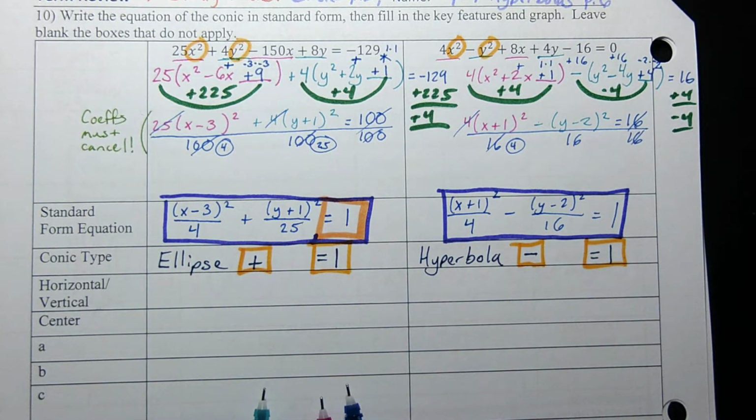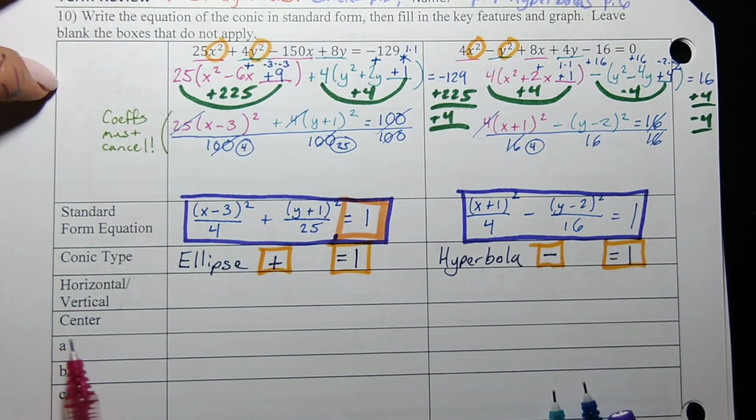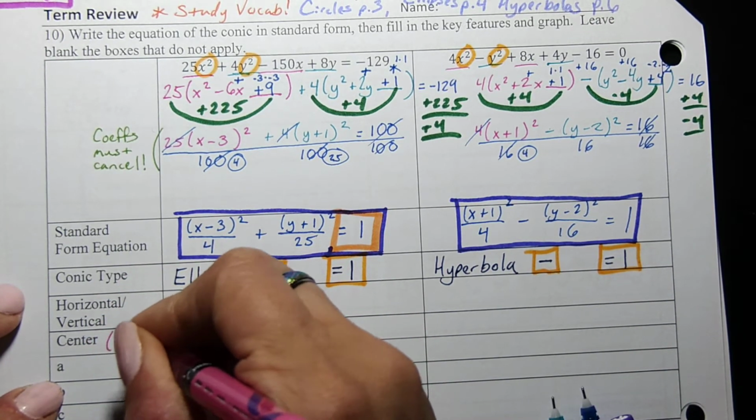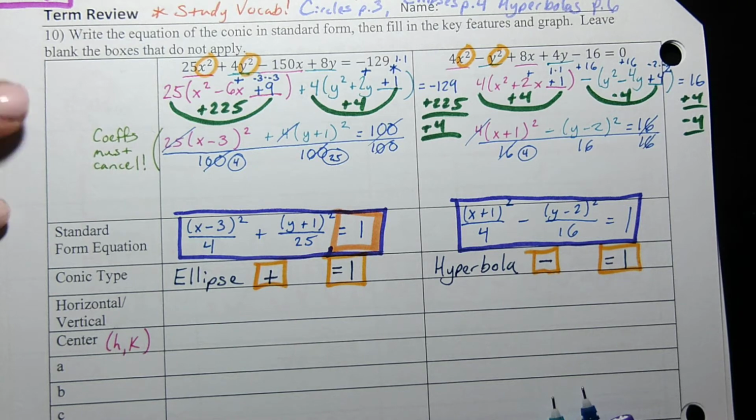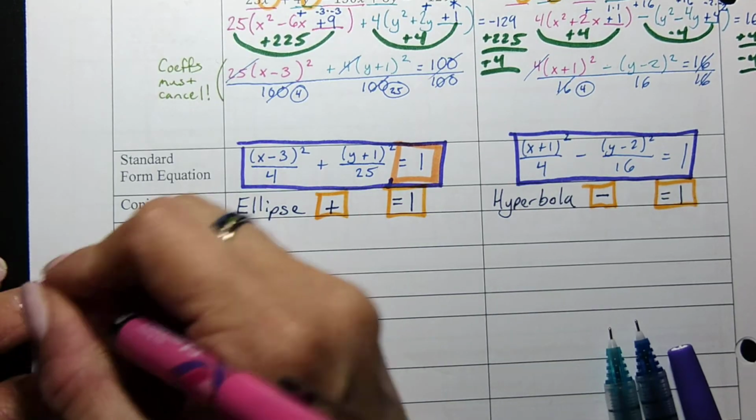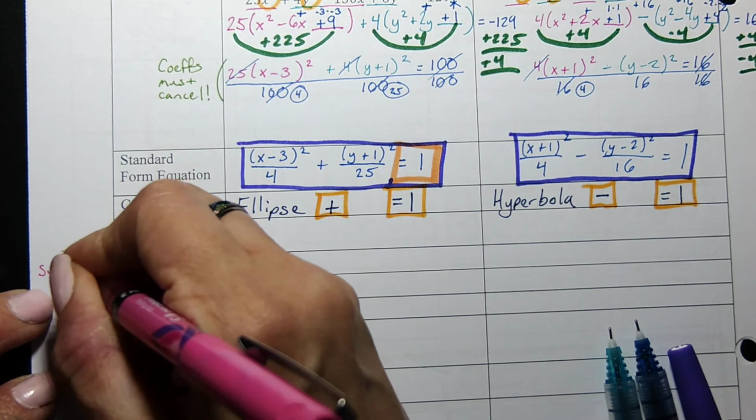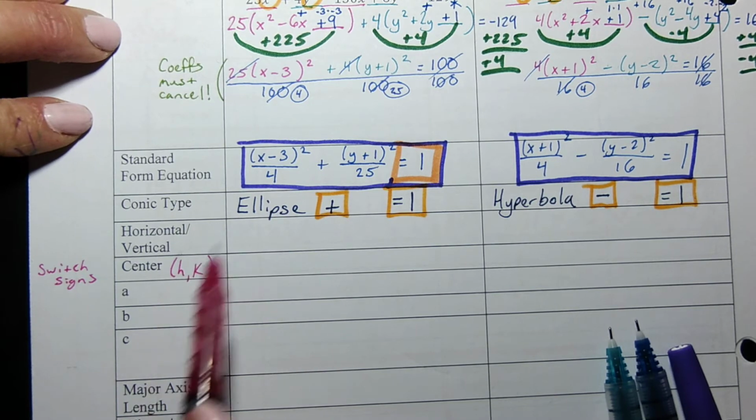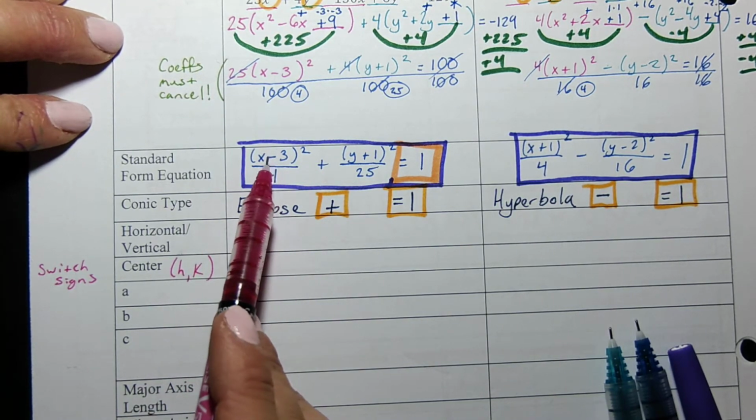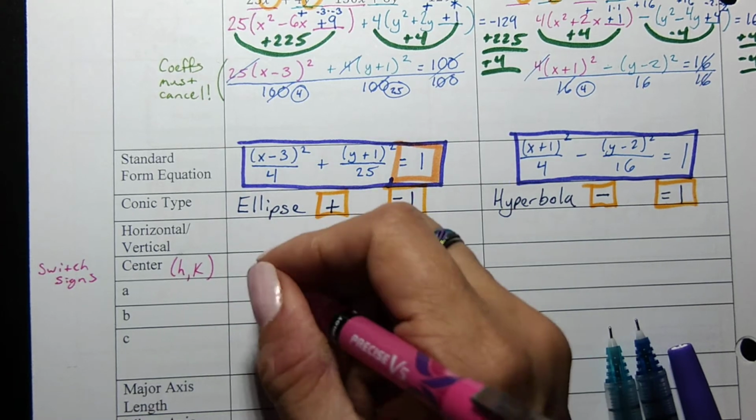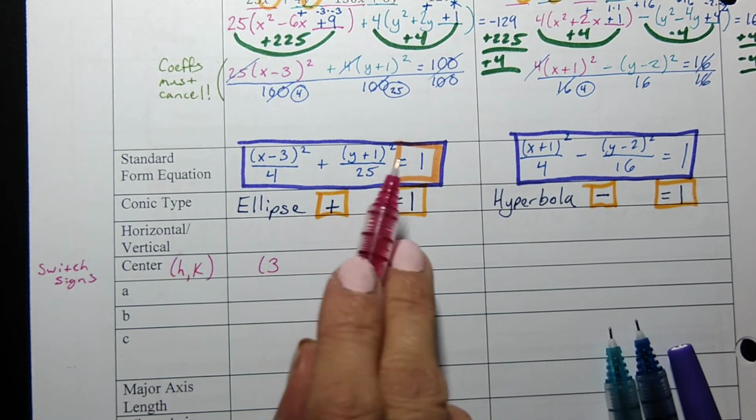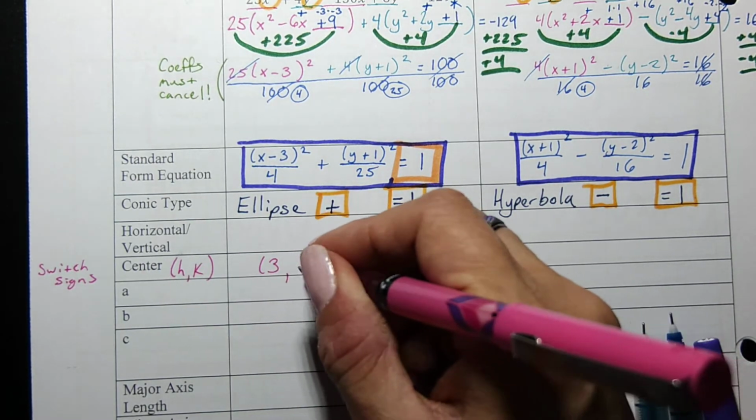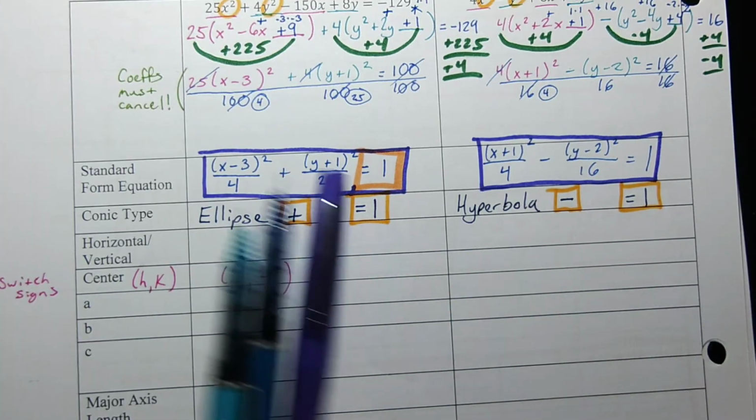So let's see what we can figure out about the center of each of these. Your center comes from the equation, and it is your h and k value. The only thing tricky about the center for all three conic sections is switching the signs. So your h term comes from the x parenthesis. So if it's a -3 in the equation, it's a +3 in the parentheses. And if it's a +1 with the y in the equation, it will be a -1 in parentheses.